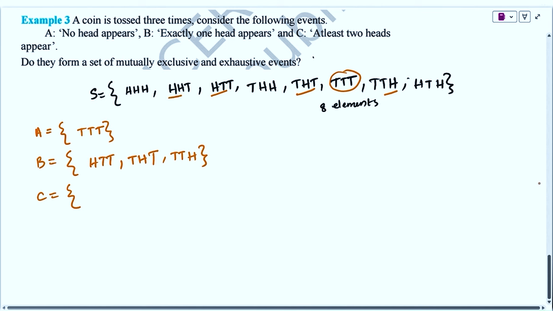C is at least 2 heads appear. That is HHT, THH, HTH. These are exactly 2 heads. Also, it has HHH, which is from at least 2 heads appear. There are at least 2 heads here. So these are the events A, B and C.